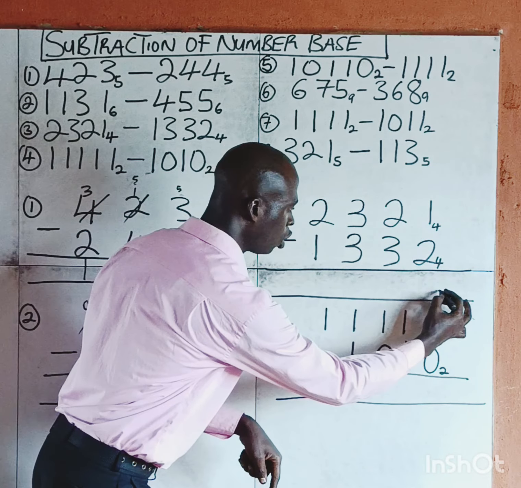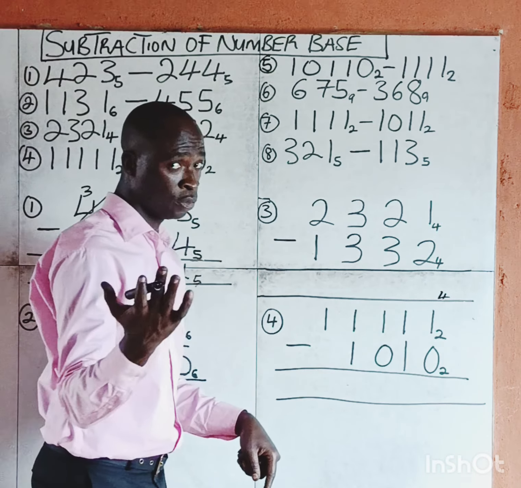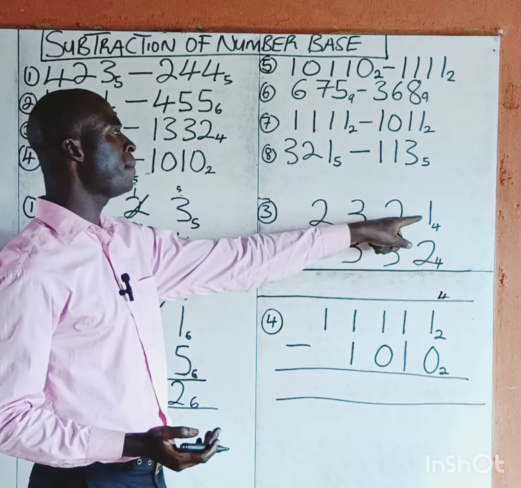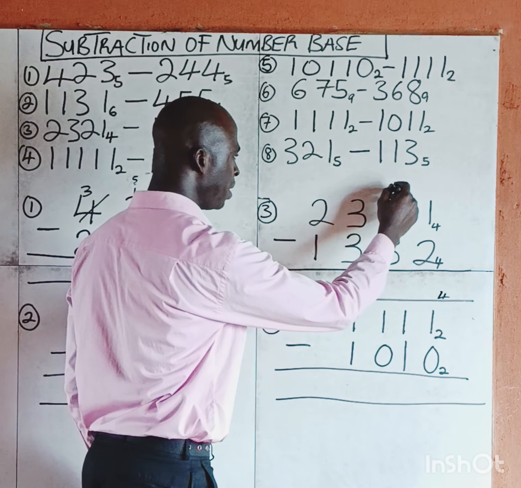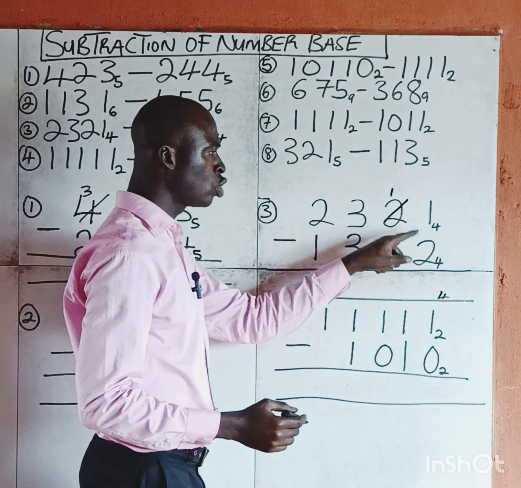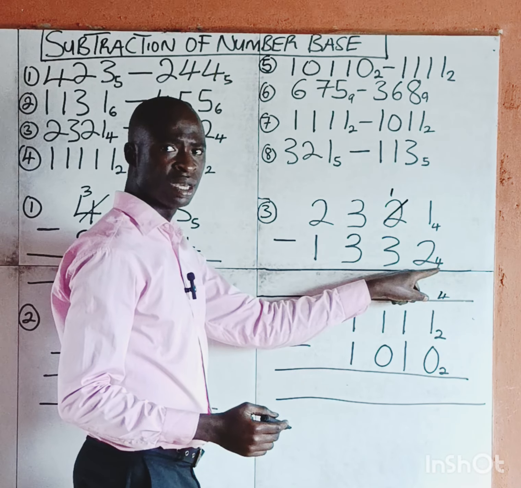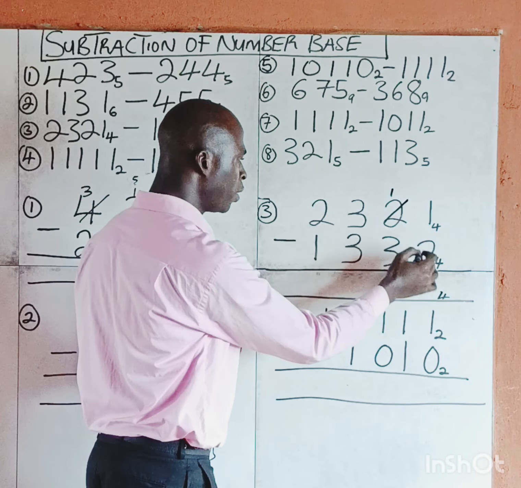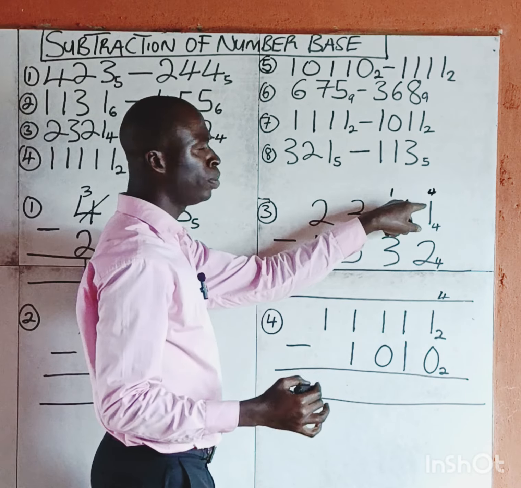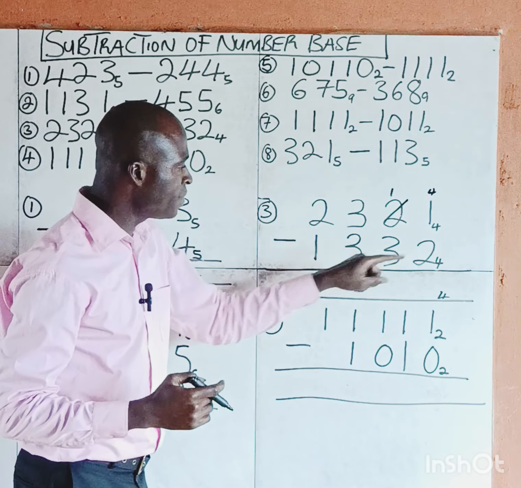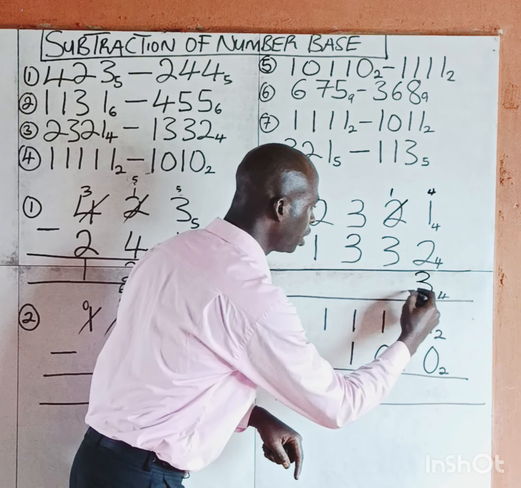Again, always ensure you position your base before you start solving so you won't forget. Position it neatly. Now 1 minus 2 is not possible. I'm coming here to borrow. Here will now remain 1. Now whatever I'm borrowing becomes my base. And what's my base? My base is 4. You will go up here and put it. Now, 4 plus 1 will give me 5. 5 minus 2 will give me 3.